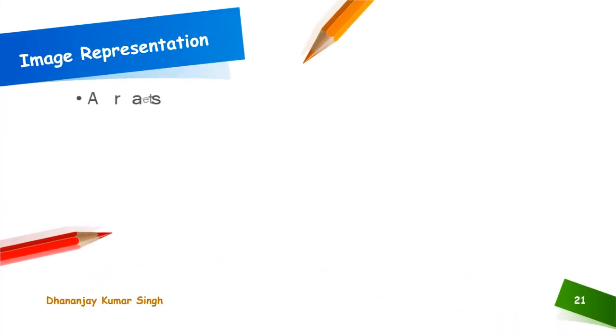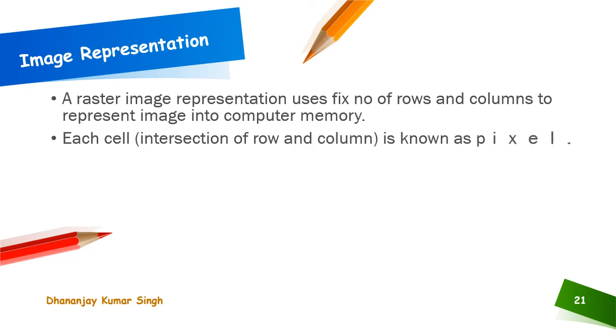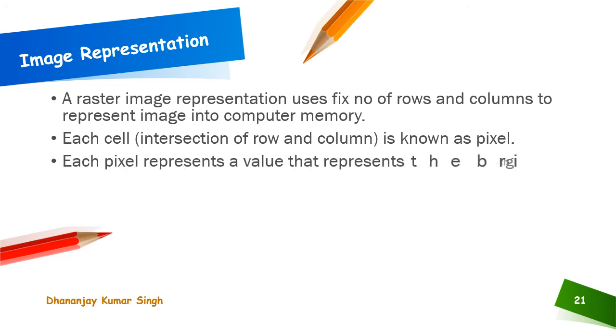Image representation. So here we will talk about the raster. A raster image representation uses a fixed number of rows and columns to represent an image in computer memory. Each cell, meaning the intersection of a row and a column, is known as a pixel. This raster method uses pixels, and you know the meaning of pixel. We always talk about how many megapixels my mobile has. Each pixel holds a value that represents the brightness of a given color at a specific point.